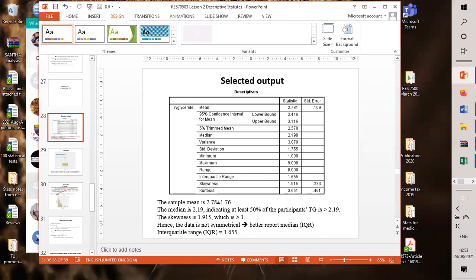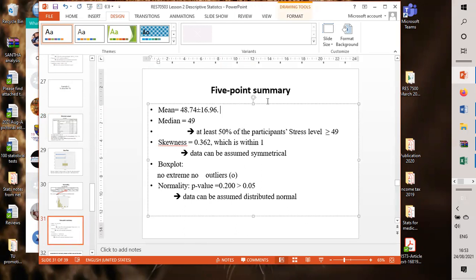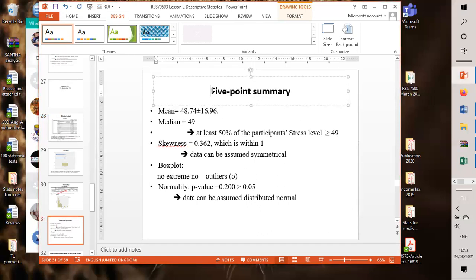Okay, now do one more and give me the 5-point summary for the variable BMI. For the variable BMI. Do the 5-point summary for the variable BMI.